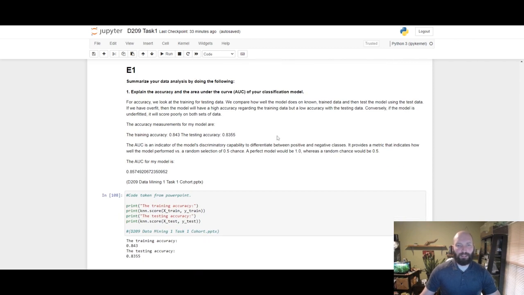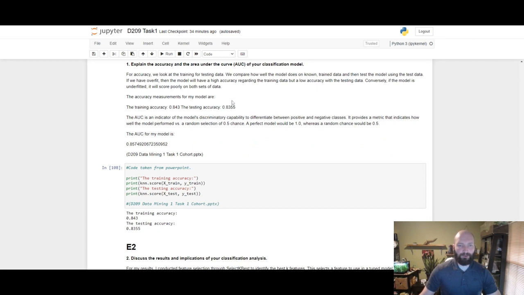Explain the accuracy and the area under the curve. So for accuracy, we look at the training versus testing data. We compare how well the model does on known training data and then test the model using the test data. If we overfit, then the model will have a high accuracy on the training data but a low accuracy on the testing data. And the opposite, if the model is underfitted, it will score poorly on both training and test. So for the accuracy measurements, the training accuracy we got is 0.843 and the testing accuracy is 0.835, which are virtually the same to me.